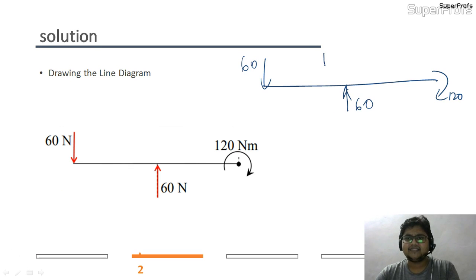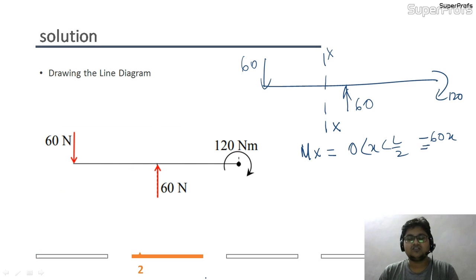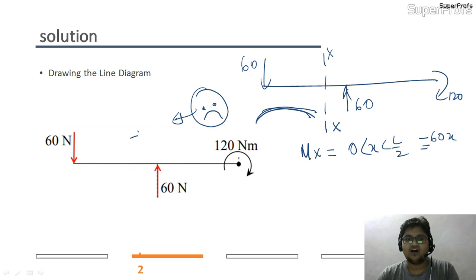Now if my section is at this position XX, then I will write my moment equation from 0 to L by 2 as minus 60x. Why the minus sign? Because this is a type of hogging moment that will come into picture, because this force will try to tilt the beam in this direction. And remember that the smiley becomes unhappy. It means it is a case of negative moment. So Mx for 0 to x to L by 2 is minus 60x. It will be nothing but a straight line, a straight line equation.